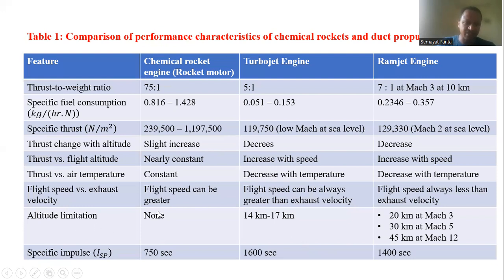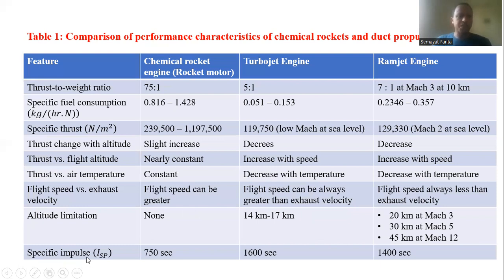For example, when we come to altitude limitation, in the case of rocket motor, there is no limitation in altitude. We can go beyond the altitudes. But when we come to turbojet engine, altitude is limited from 40 kilometers to 17 kilometers. And then for the ramjet engine, there is altitude restriction: 20 kilometers at Mach 3, 30 kilometers at Mach 5, 45 kilometers can be achieved by Mach 12.